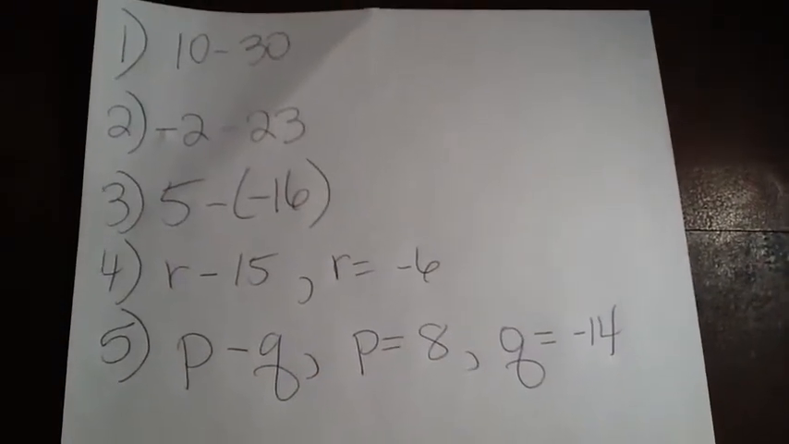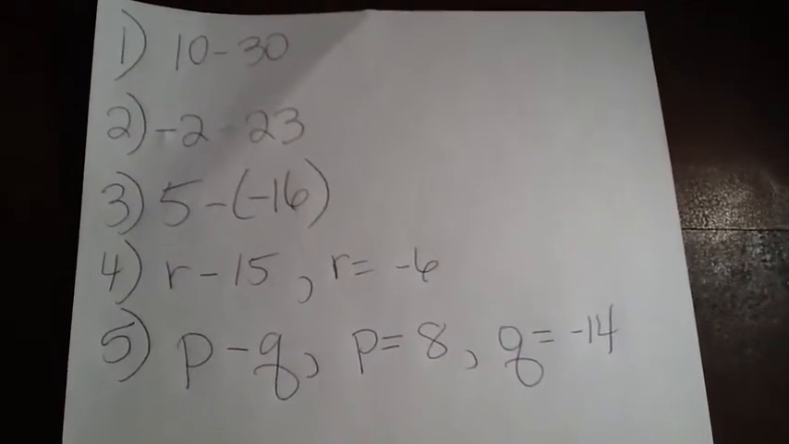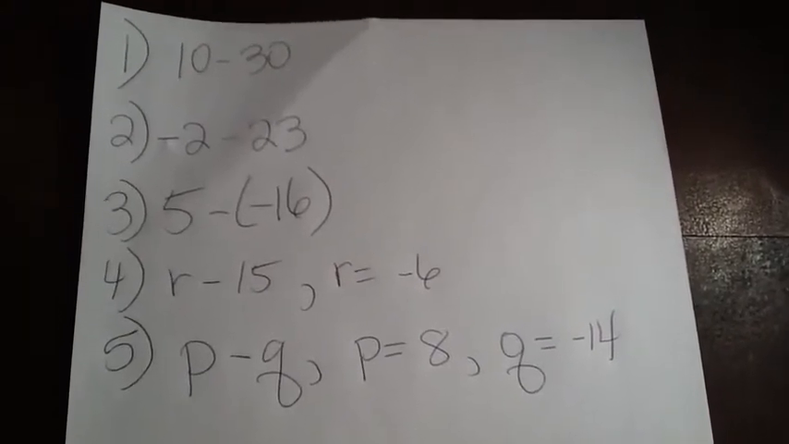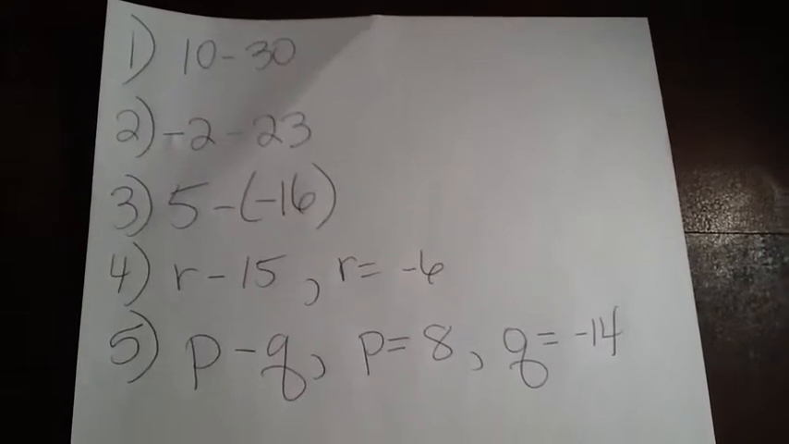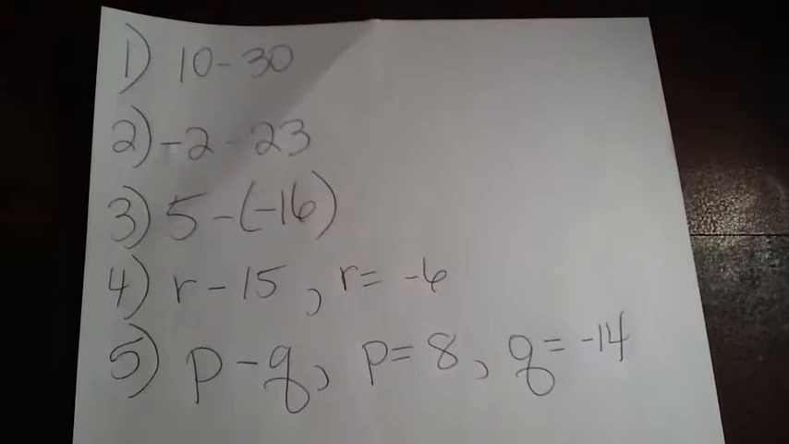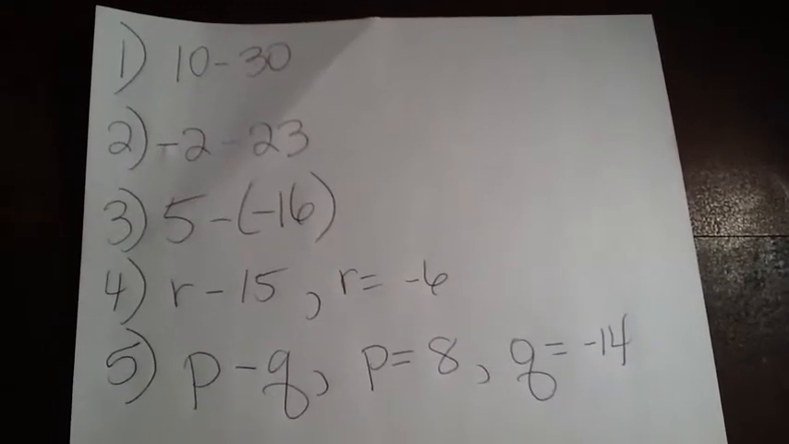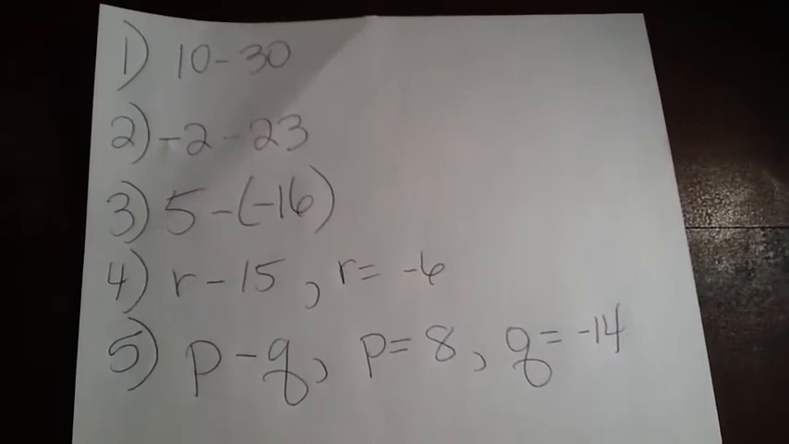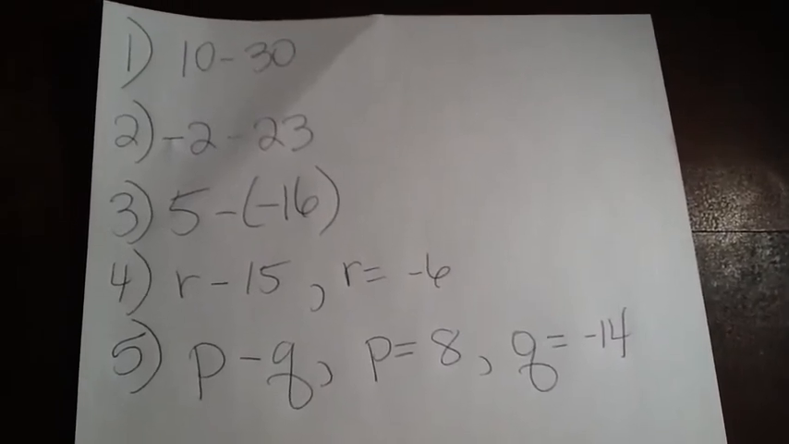Number 1, do 10 minus 30. Number 2, do negative 2 minus 23. Number 3, do 5 minus negative 16. And number 4, do r minus 15 if r is equal to negative 6. Do number 5, which is p minus q, if p is equal to 8 and q is equal to negative 4. We'll see what you get tomorrow. Good luck.